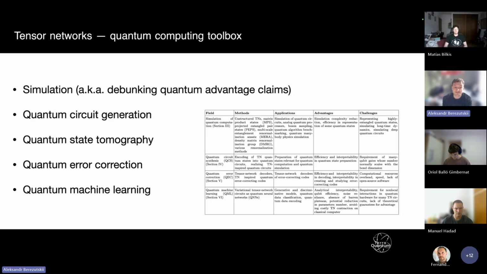Then comes the error correction part, where people use tensor networks for decoding quantum error correcting codes, and this is actually the topic I'm working on for my PhD.